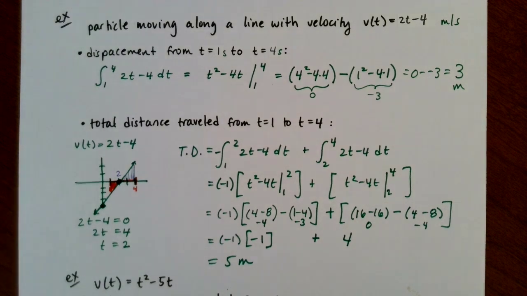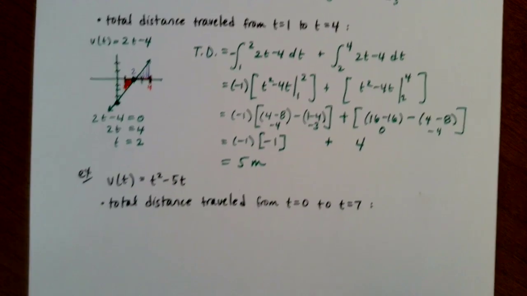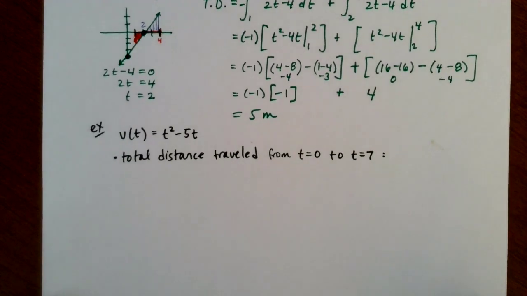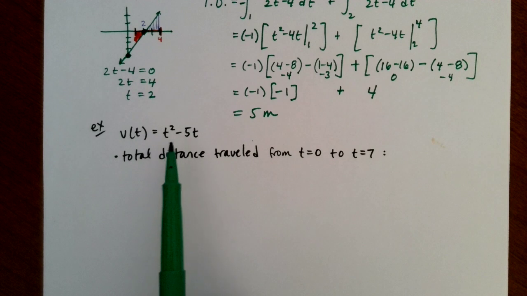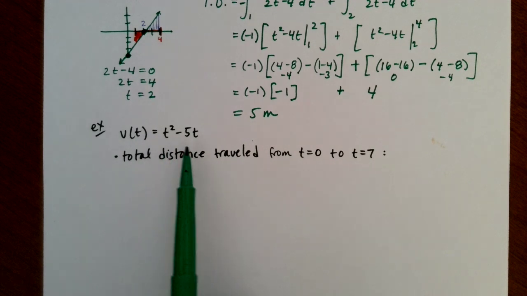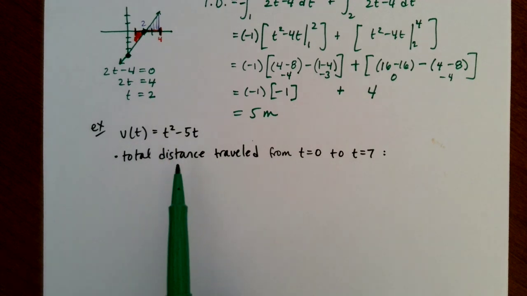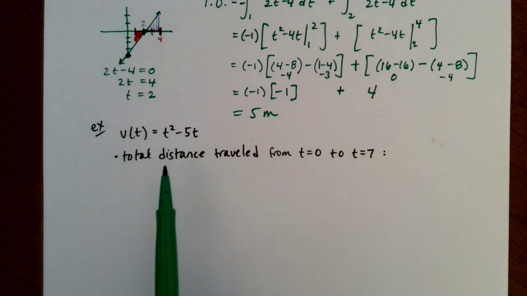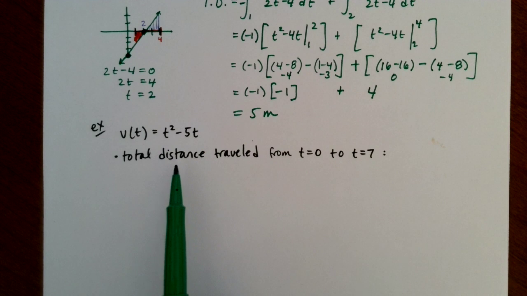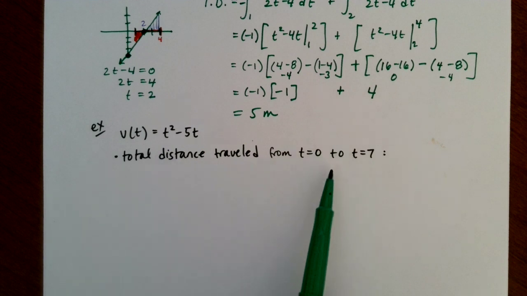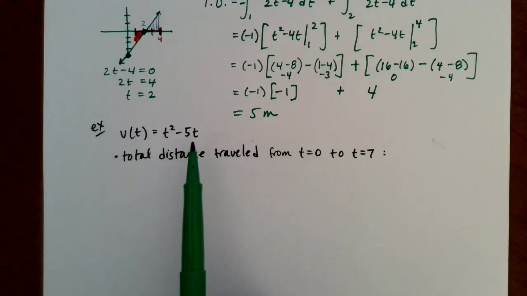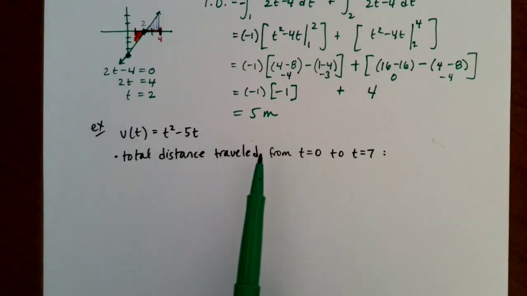Okay, let's talk about at least the beginning of another one that has a more complicated velocity function. So let's say same setup, but the velocity function is t squared minus 5t. We're just going to talk about the setup here, and we'll skip the number crunching in the video. If we want the displacement of the particle from 0 to 7, we would just do the definite integral from 0 to 7 of this function: antiderivative, plug, subtract.